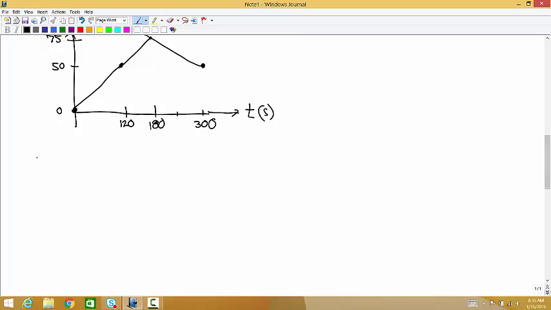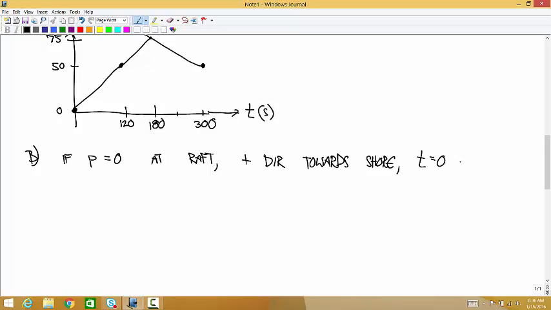Okay, so B, now let's do it again. Now we'll say position equals 0 is at the raft, positive direction is towards the shore, so that switches. And let's say t equals 0 is at 12:59. Do the same thing, plot the position versus time graph.